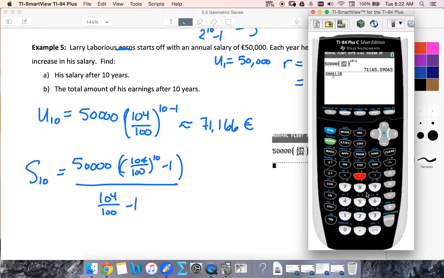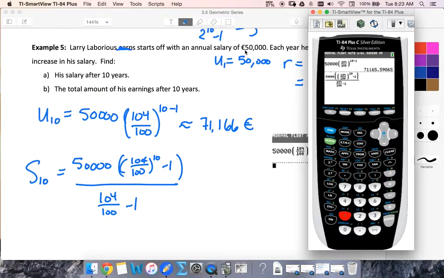parentheses, second set of parentheses for that. I can make another fraction in my fraction. So 104 over 100, close those parentheses, raise it to the 10th, get out, subtract 1, close parentheses, make another fraction. I've got all kinds of fractions in this fraction. 104 over 100 minus 1.